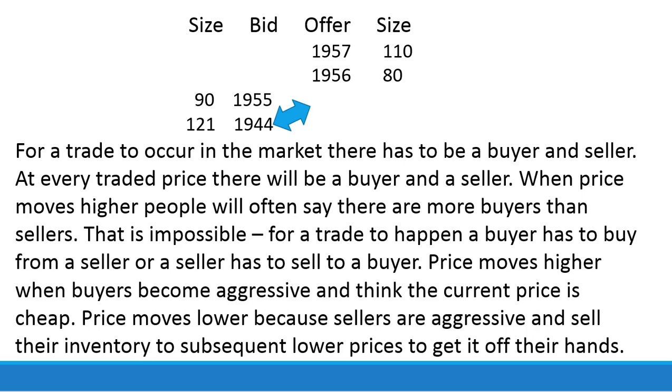So for every trade to occur in the market, there has to be a buyer and a seller. At every traded price, there will be a buyer and a seller. When the price moves higher, people often say there are more buyers than sellers. That's impossible. For a trade to happen, a buyer has to buy from a seller, or a seller has to sell to a buyer. Price moves higher when buyers become aggressive and think the current price is cheap. Price moves lower because sellers are aggressive and sell their inventory at subsequent lower prices to get it off their hands, get it off their books.